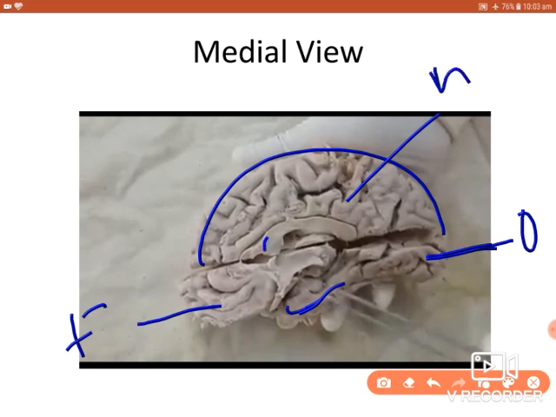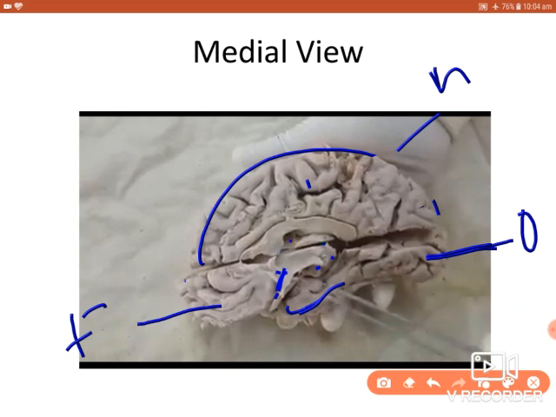Here you can see this is the corpus callosum. This is the splenium. This is the body. Anteriorly, this is the genu. They made a cut through this. Okay. So here this is the hypothalamus, the hypothalamic area. This is the cavity, the third ventricle.